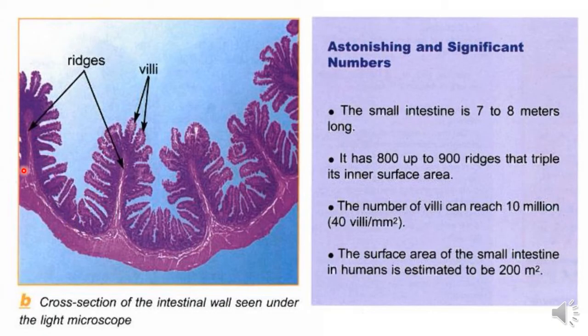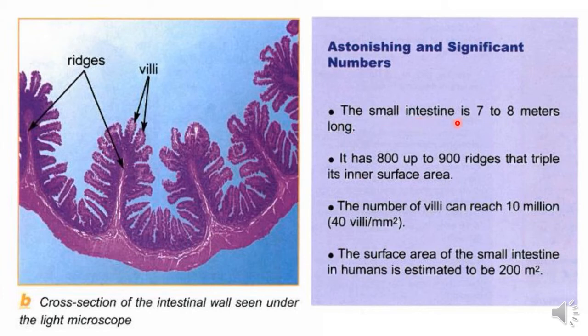And here, these big folds, we call them ridges. And the smaller folds, we call them villi. One of them is called villus. The plural is villi. So all of this really contributes to the absorption because it increases the surface area.